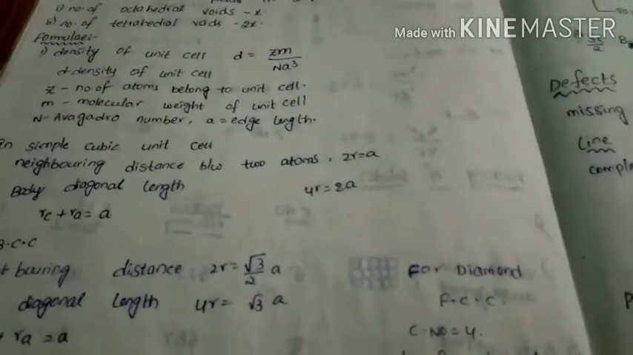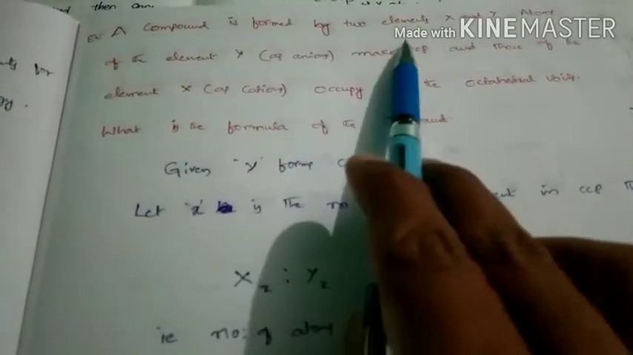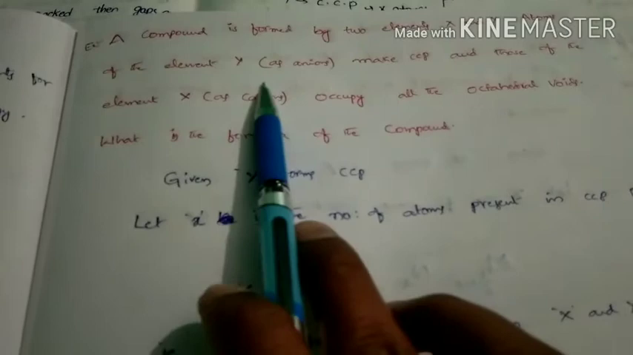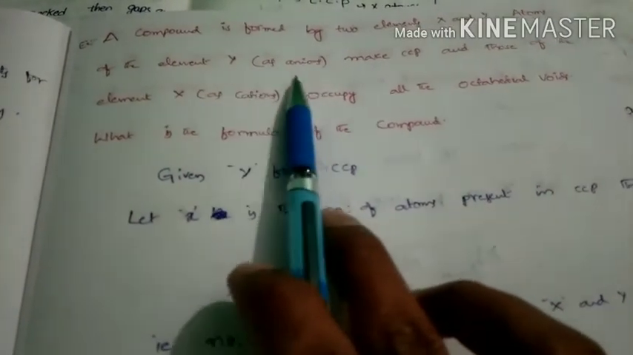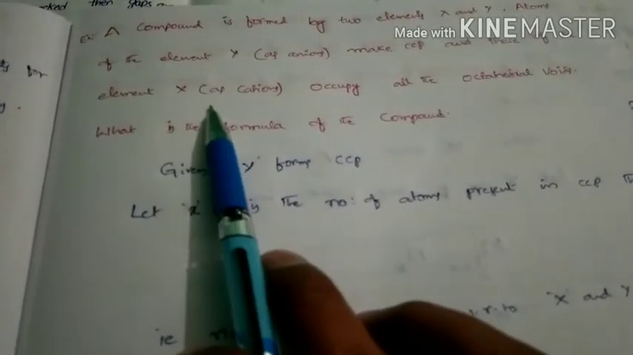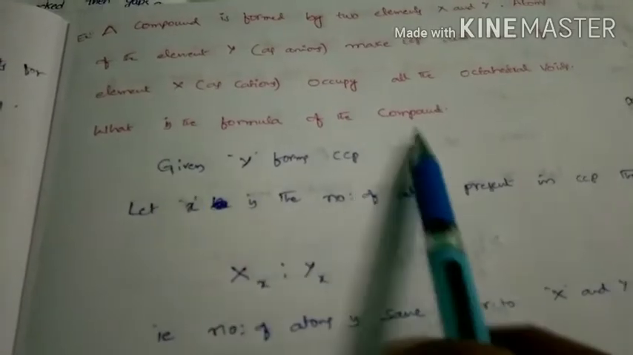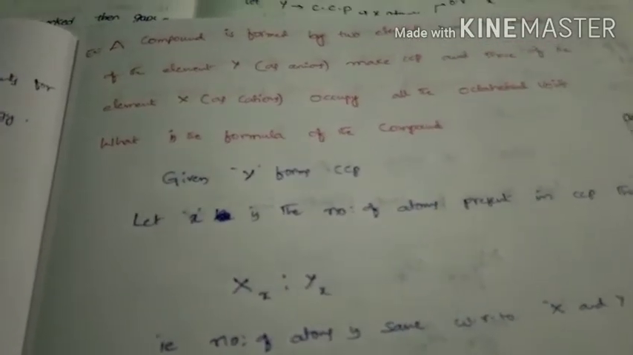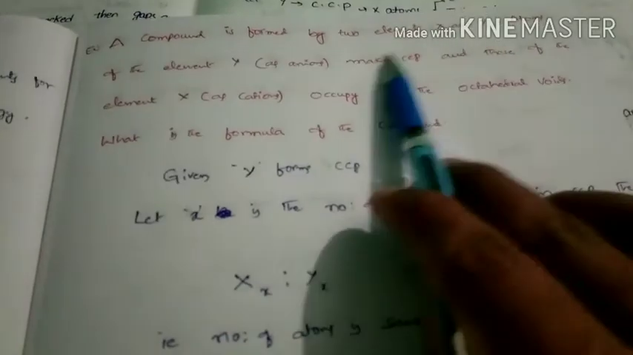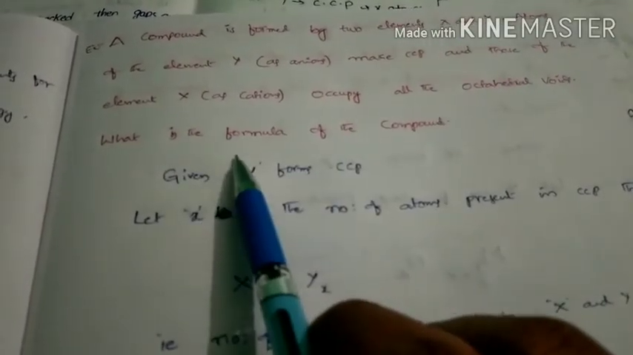Now there are some problems regarding this chapter. The first problem is: a compound is formed by two elements X and Y. Atoms of the element Y, that is the anion, form CCP, and those of the element X, the cation, occupy all octahedral voids. Then what is the formula of the compound? So in that question, X is cation, Y is anion, Y forms CCP, and X occupies octahedral voids. What is the formula formed between X and Y?